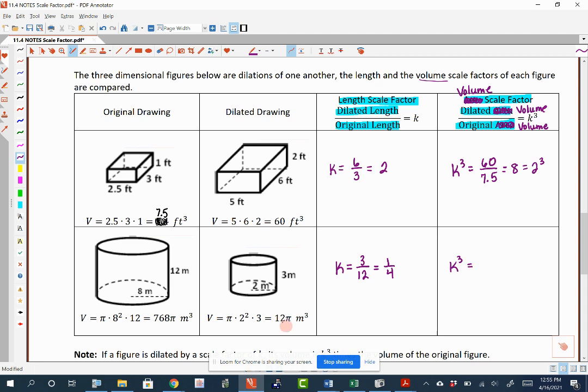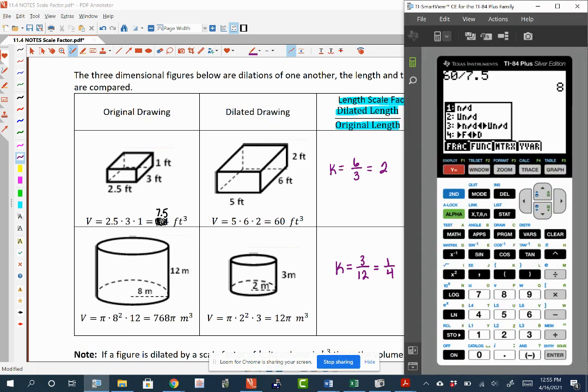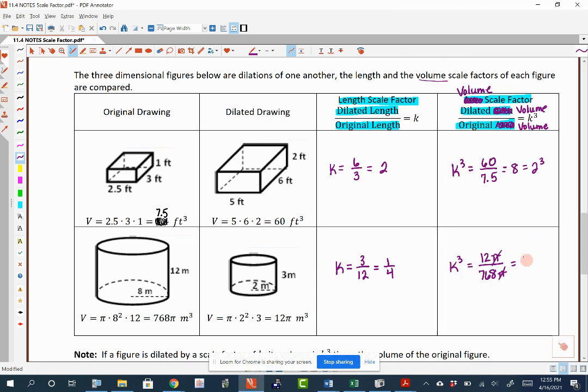If I take the volume of my dilated, so 12 pi, as compared to the volume of my original, 768 pi, the pi's will divide out, and I'm going to take that fraction and see if that will simplify. So we're going to end up with 12 over 768, which is 1 over 64. And when I cube a 4, I do get a 64. So there's my ratio cubed.